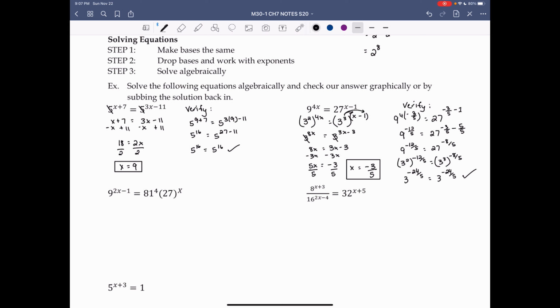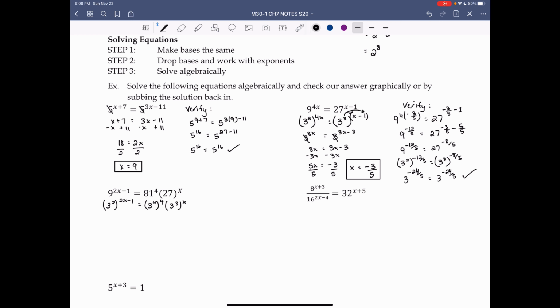9 to the power of 2x minus 1 equals 81 to the power of 4 times 27 to the power of x. We don't have the same base, but again, we can make the same base. All of these are powers of 3. So 9 is 3 squared, and then to the power of 2x minus 1 equals 81 is 3 to the power of 4, and then to the power of 4. And 27 is 3 to the power of 3, and then to the power of x.